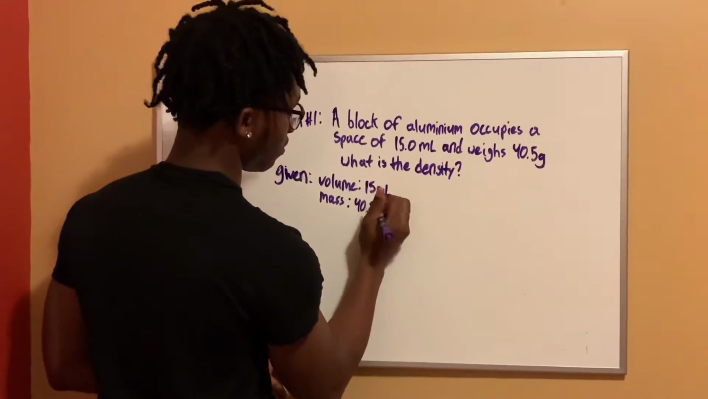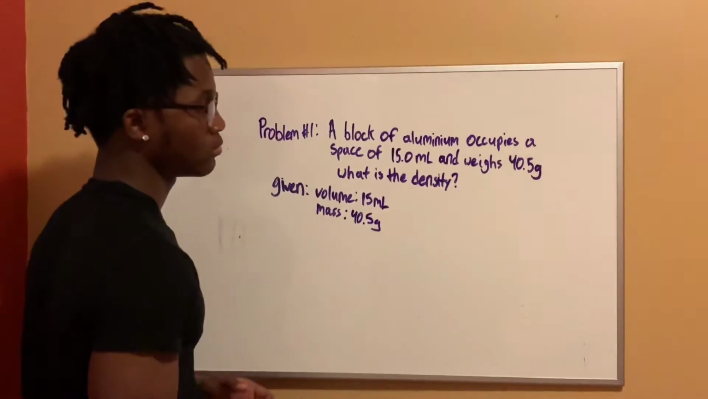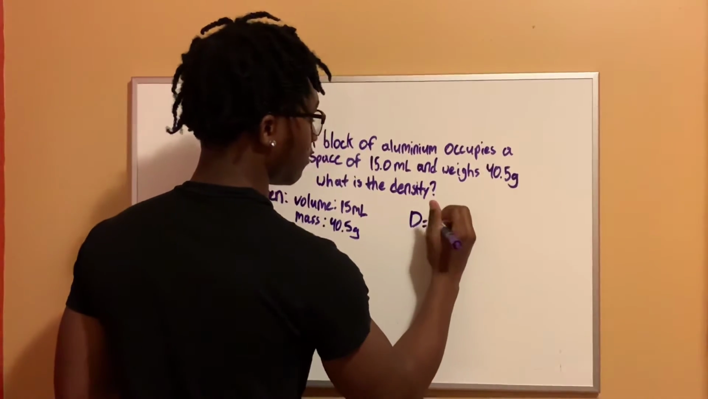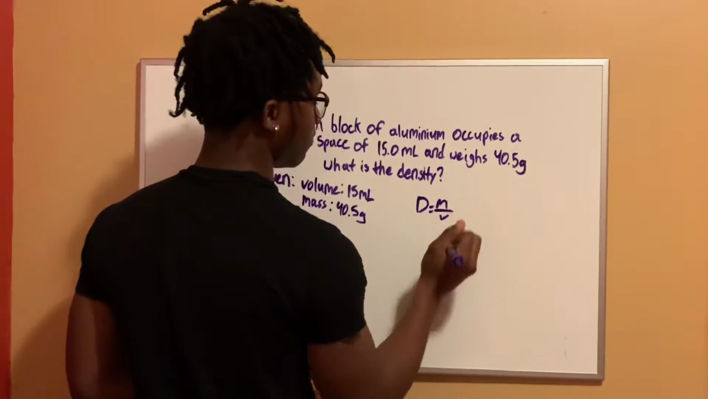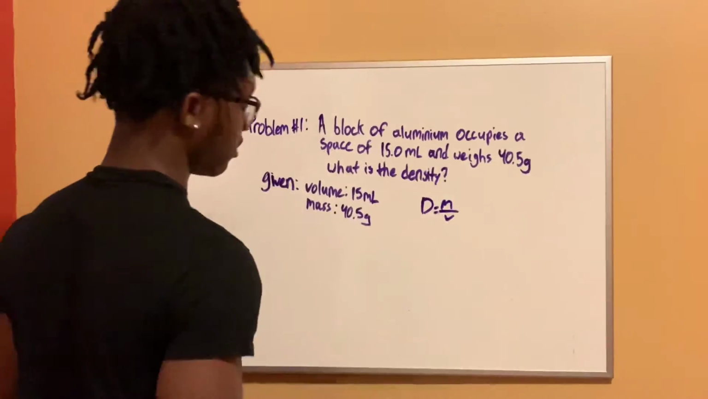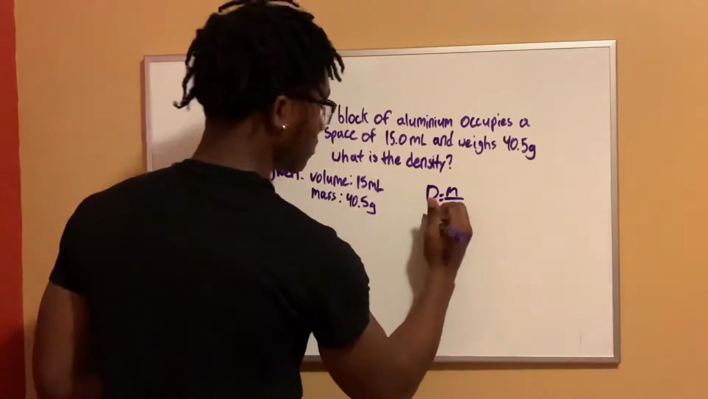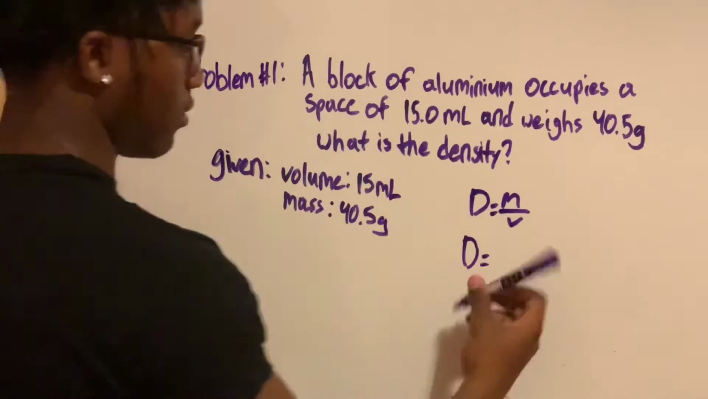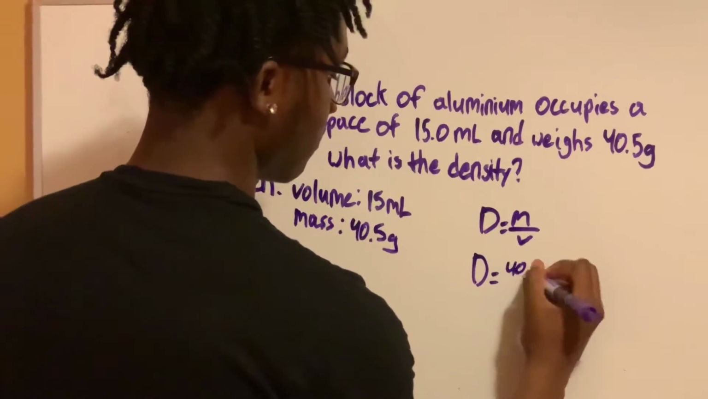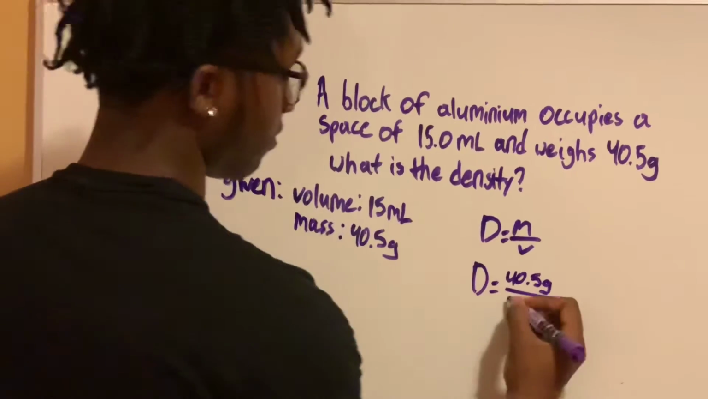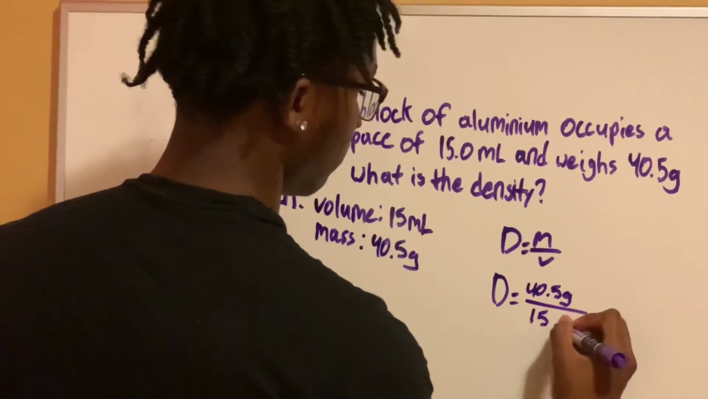40.5 grams. All right, next we're gonna write down our equation. D equals M over V. And next we're gonna plug the numbers in to our equation. So density is equal to mass, which is 40.5 grams, over volume, 15 milliliters.